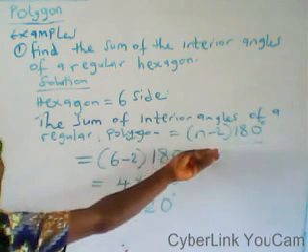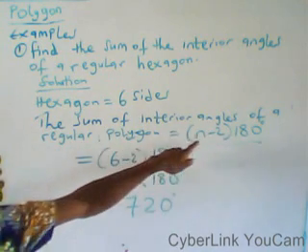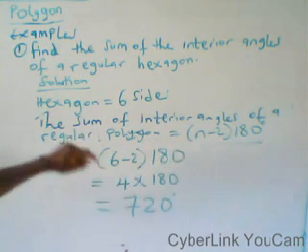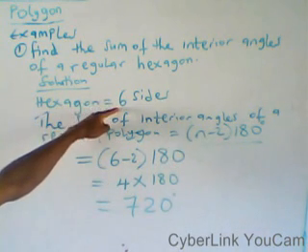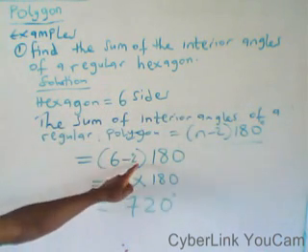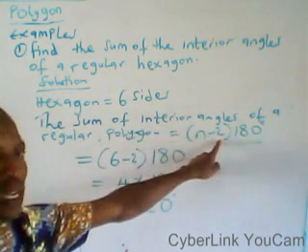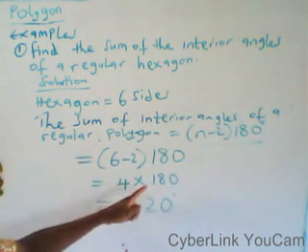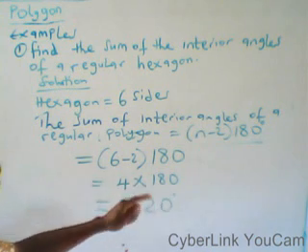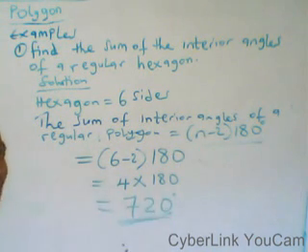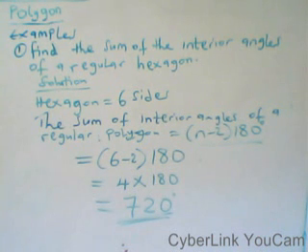Then we apply this formula. Replace the value of n, which indicates the number of sides, with the corresponding number of sides. In this case, we have 6. Then 6 minus 2 gives us 4. Then multiply the 4 by 180, and at the end of the day, we have our result to be 720. Now let us move to example number 2.